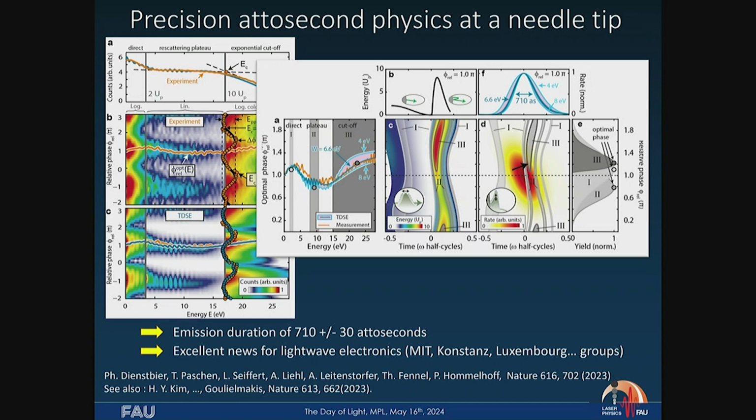You can have sub-cycle duration electron pulses. This is with a laser pulse duration of something like 5 femtoseconds. This is deeply sub-cycle dynamics that you can really use and steer your electrons.